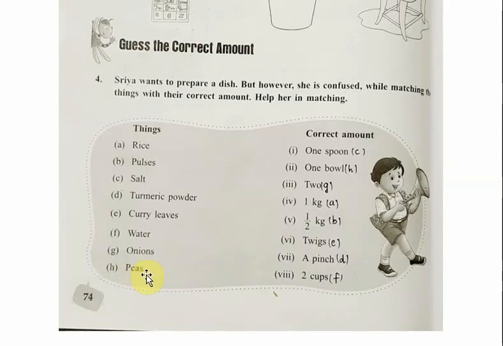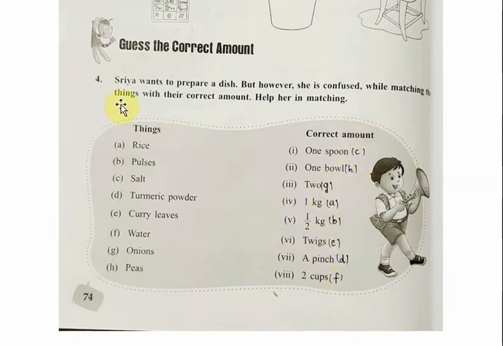Next item given here is peas. We cannot count peas as 1 piece, 2 pieces, like that. We will take it in the measurement of a cup or bowl. So here one bowl is given, that is, Shriya has to take 1 bowl of peas to make the dish. Okay, so you have to match this properly. I have given the answers here, written the answers here. You can match this properly towards here or write the answers like this.